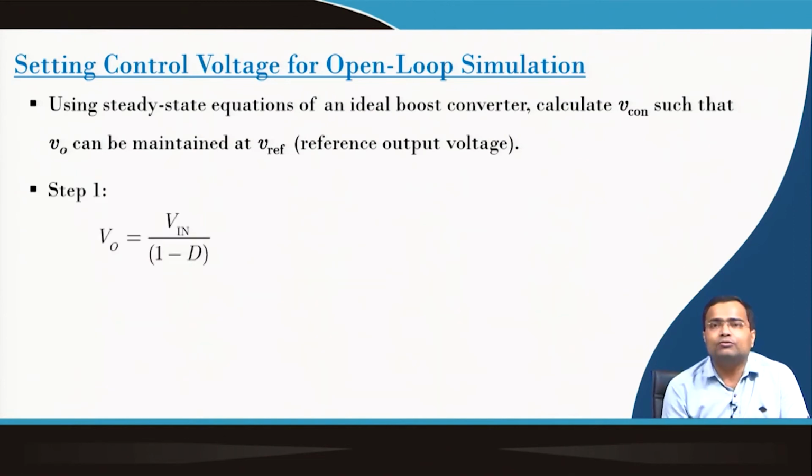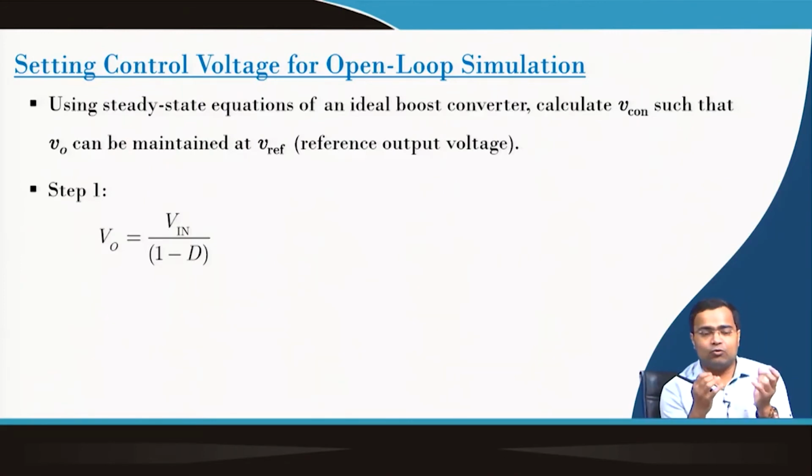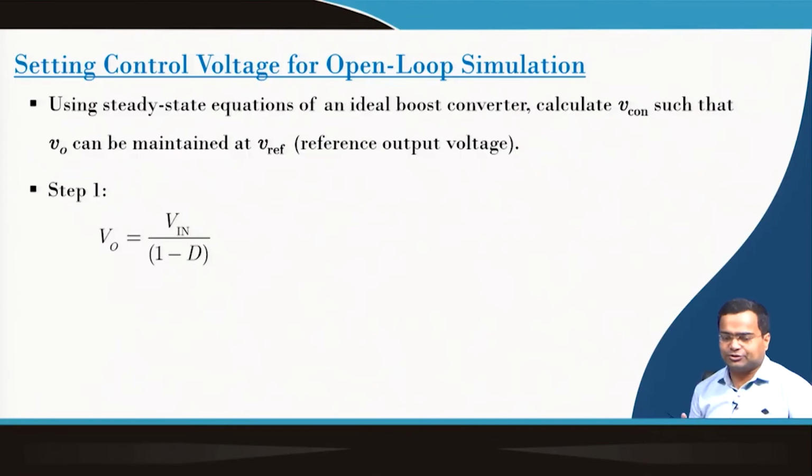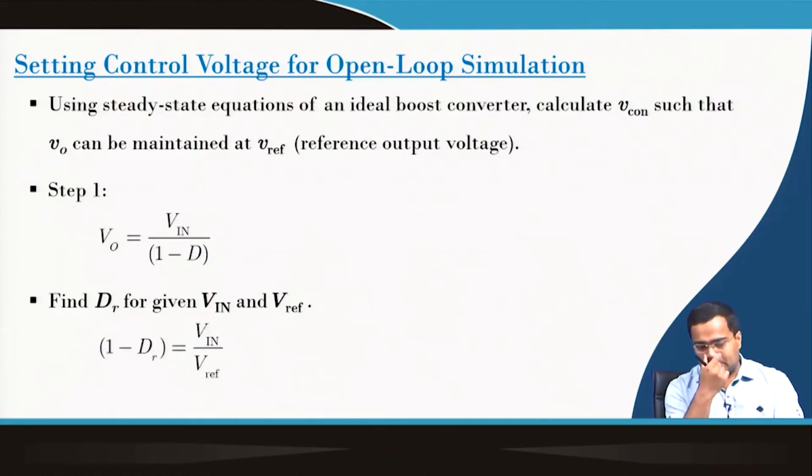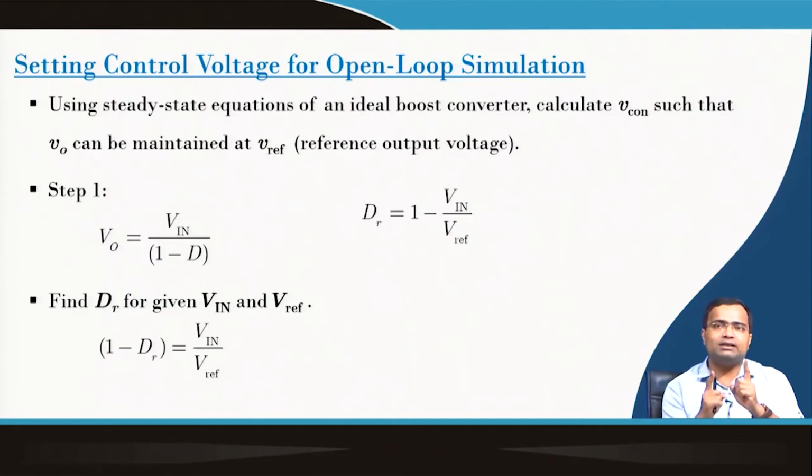Step 1: we know V0 for a PWM boost converter is V in by 1 minus D, where D is the steady state duty ratio. Now, we want to get the desired duty ratio for which our output voltage will be equal to the reference voltage which we want to achieve. So, I can calculate the desired duty ratio as 1 minus V in by Vref.